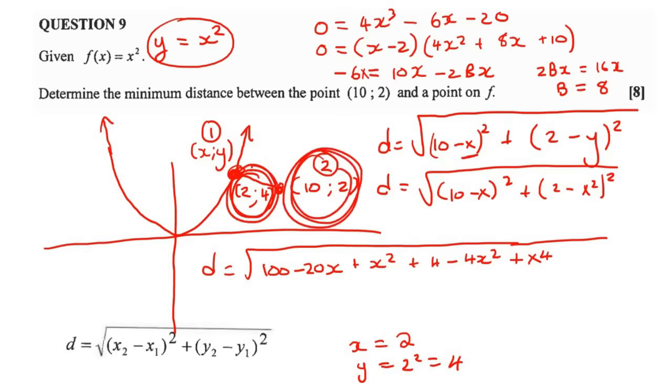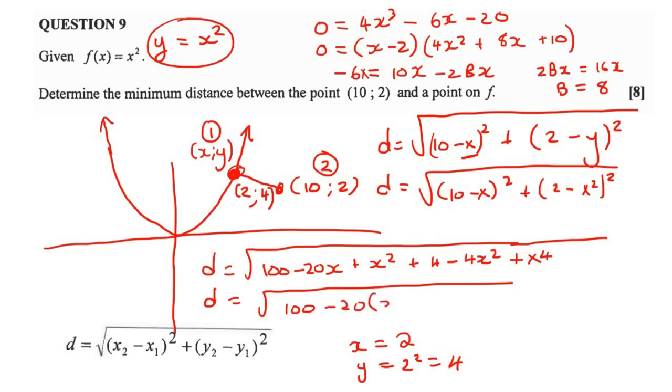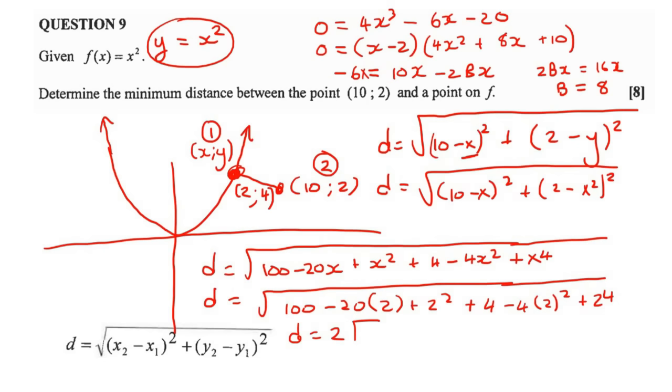But if we have to go work that out, I'm just going to plug it into here. So x is 2. And if you do this, you should get a final answer of 2 times the square root of 17, but if we round that to 2 decimal places, then d would be equal to 8,25. Let me write that a little bit better. 8,25.